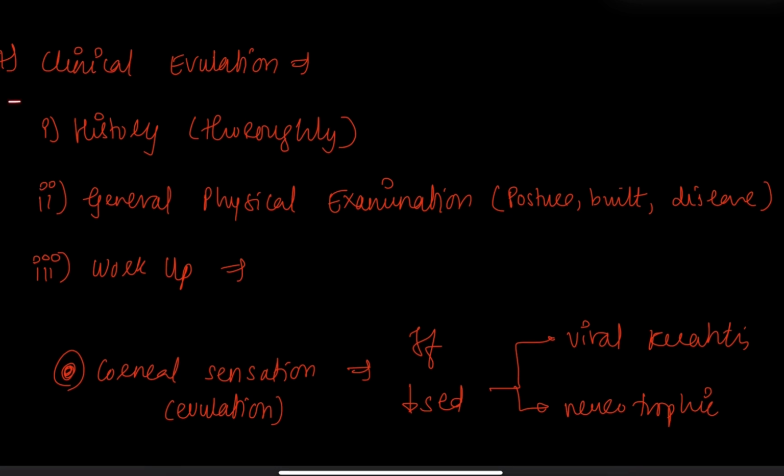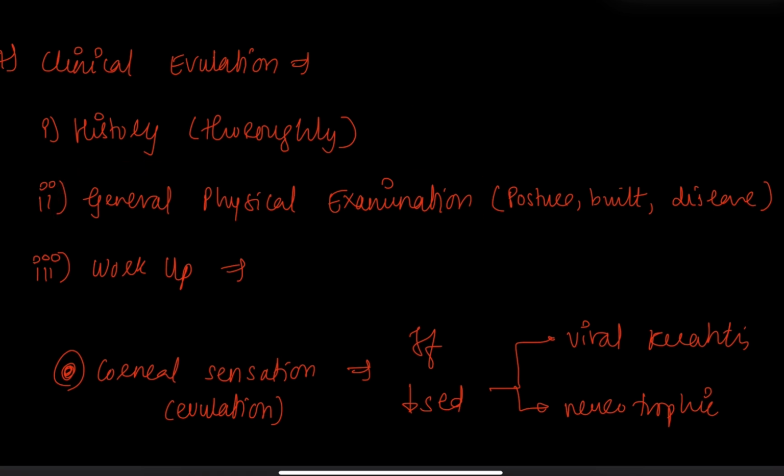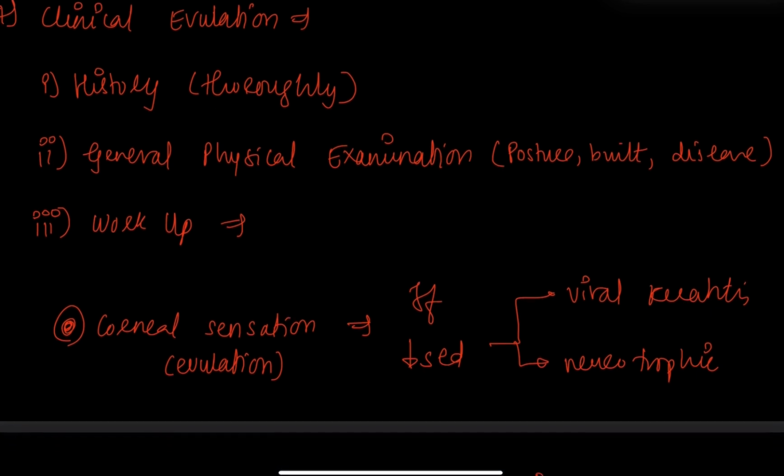So first we will do clinical evaluation. When a patient comes to us, we take the history. History taking is one of the most important things, because only then can we point out the etiology of the organism. Then we do a general physical examination, checking if the person is anemic and whether he is well nourished. This is the basic part of what you do in any OPD.